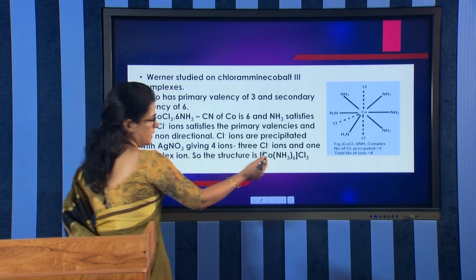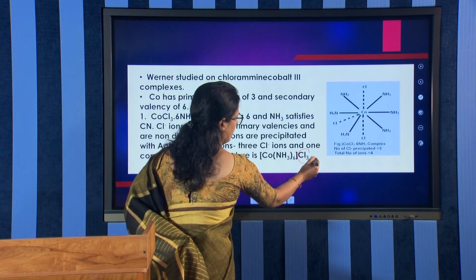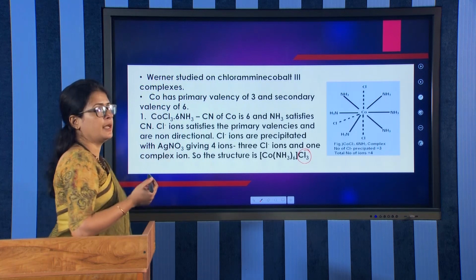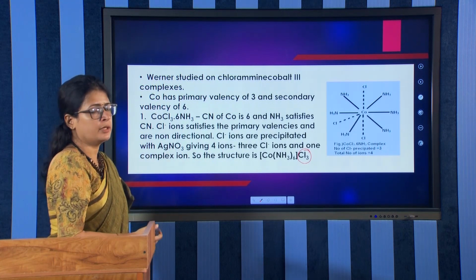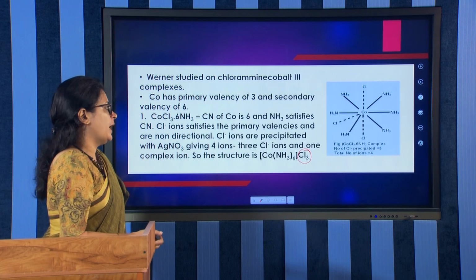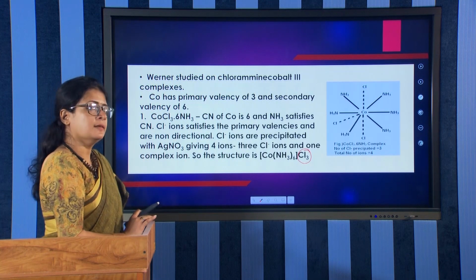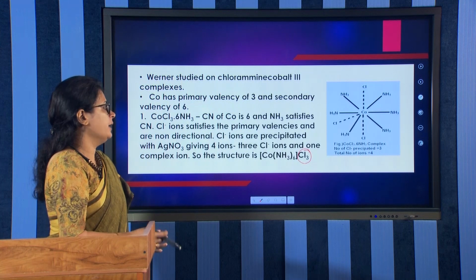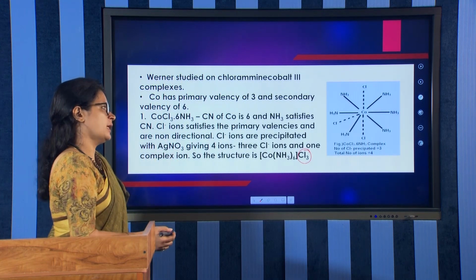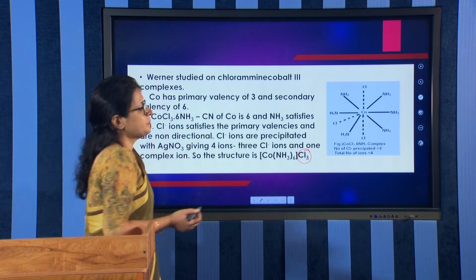Since these 3 Cl, they will be precipitated by the addition of silver nitrate as silver chloride. We know that it is a white precipitate. AgCl is a white precipitate, and he saw that there are 3 chloride ions and 1 complex ion. So, the structure deduced was like this. You can see the structure there.